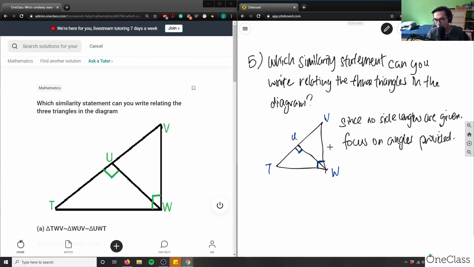All right. So how we would solve this problem would be, since no side lengths are given, focus on the angles provided, right? So let's look at the angles here. I'm going to do this in red. So we have a 90-degree angle between these two triangles, right? If you think about this, there's triangle TUW, and also triangle UWV. Okay, so you can think of this right angle as 90 degrees, and this angle distributes evenly to two 45 degrees, right?